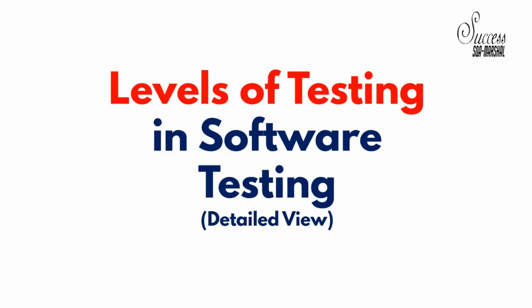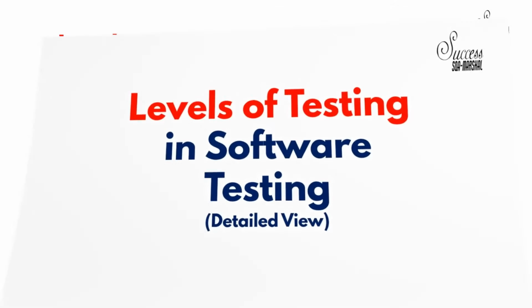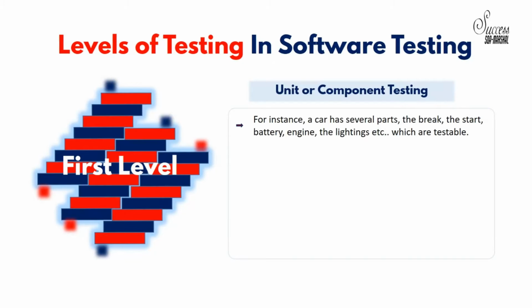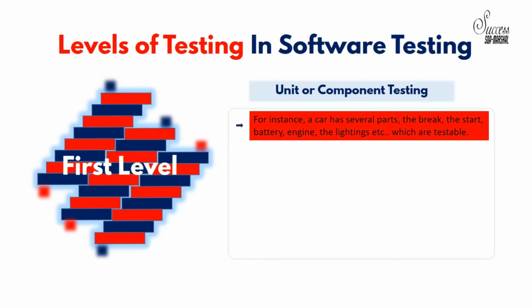So today, what is the level of testing we're going to be looking at? The first level of testing is unit or component testing. Take for instance, a car has several parts, okay? The brake, the starter, battery, engine, the lightings, etc., which are testable.